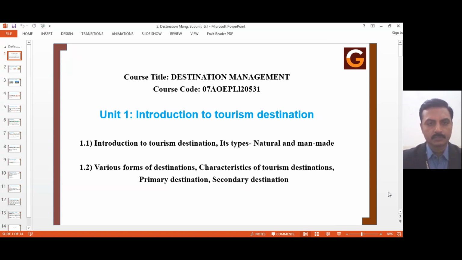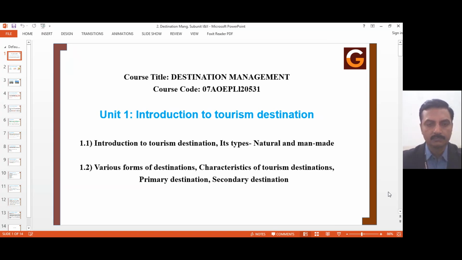Today we are going to discuss two subunits in the first unit, which is about introduction to tourism destination. We will be discussing a few topics, which include the basics of the tourism destination, such as definition, differences, and what the types of destinations are, such as natural and man-made destinations, how we can differentiate between them, and why these are important for tourism destinations.